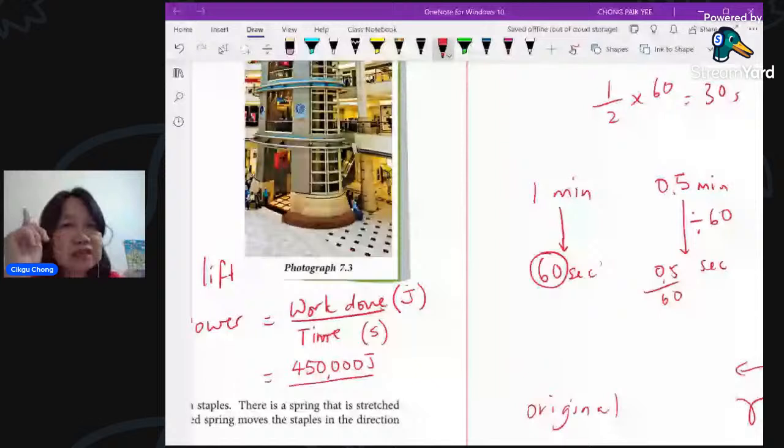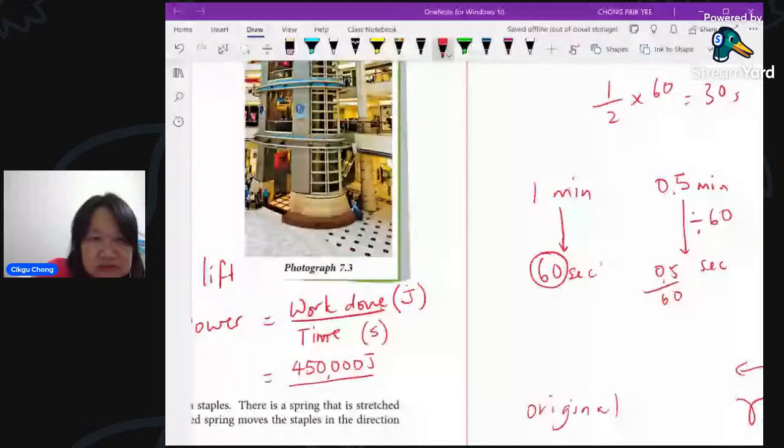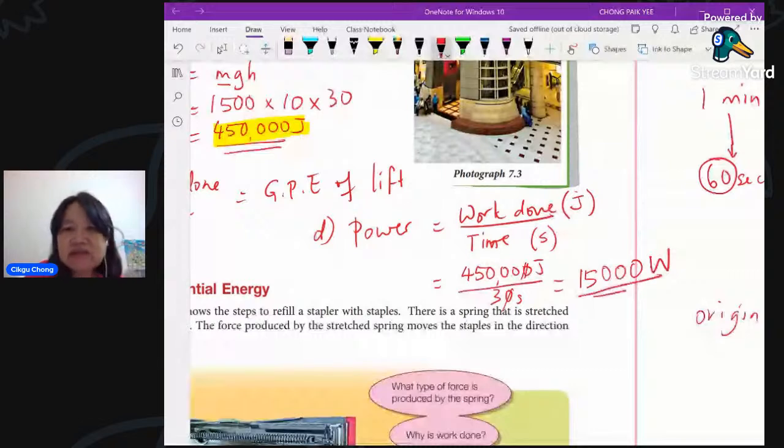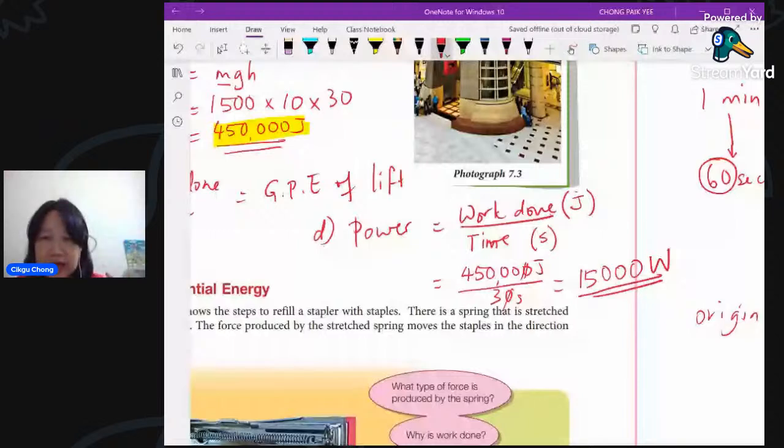All right, so what's your final answer? That's 30 seconds. You got to cancel out, so you make it easier. You get 15000. Now, what is the unit now? You're looking for power. Power is watts. Yes, good. Watts. All right. You can leave it like that. Or if you don't like so many zeros, you can change into kilo. Just put a small k. The unit of power is watt. So you get 15,000 watts or 15 kW.